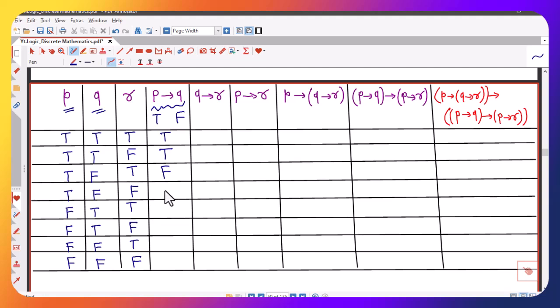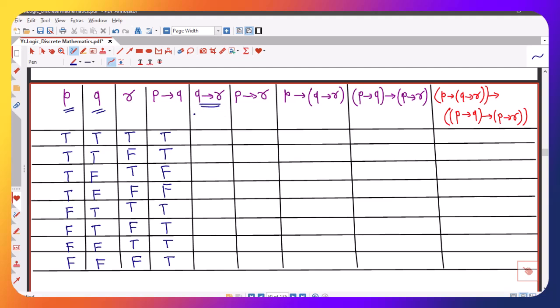And same thing for this row also. Now if P is false, then we consider this implication as true. So in these last 4 possibilities, P is false, therefore this implication has truth value T. So what are we using? We are using the definition of implication P implies Q. It is false if the first variable is true and the second variable is false.